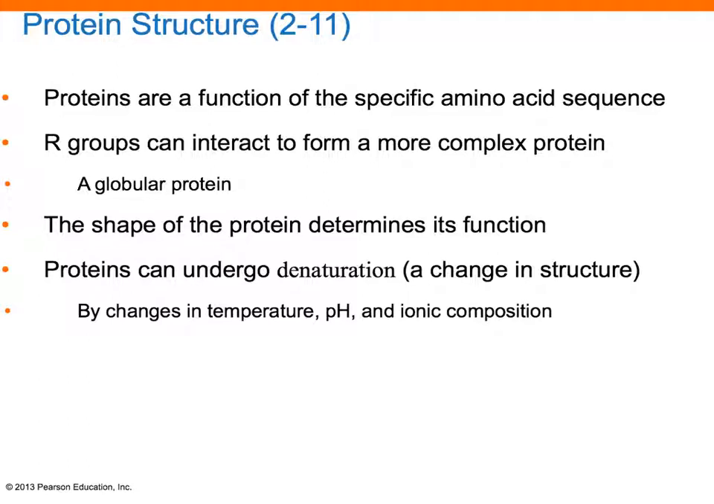This can happen with changes in temperature. Too high of a temperature can denature a protein. pH, if it becomes too acidic or too alkaline, or ionic composition can also denature it.